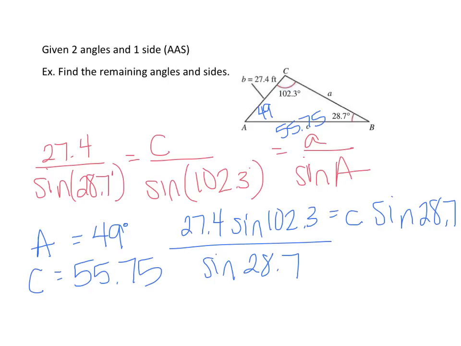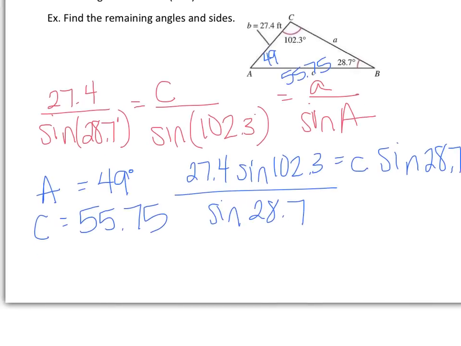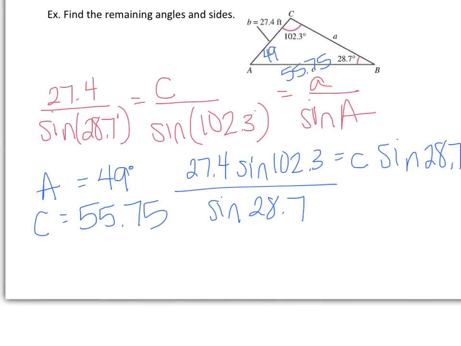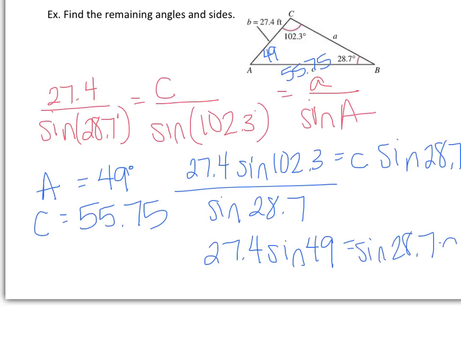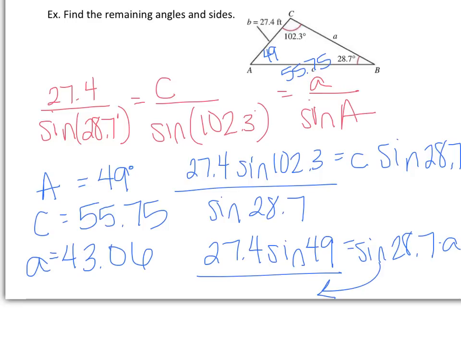Last, for the triangle, we need to get little a. So I'm going to set up another ratio. It's going to go 27.4 times the sine of angle A, which we know is 49, equals sine 28.7 times little a. Do the division. Little a equals 43.06. Make sure this all looks reasonable.